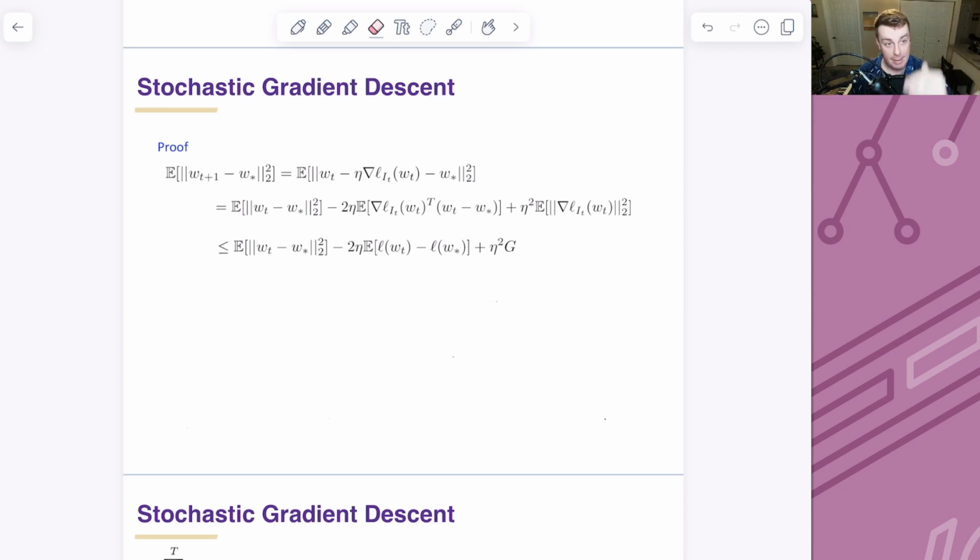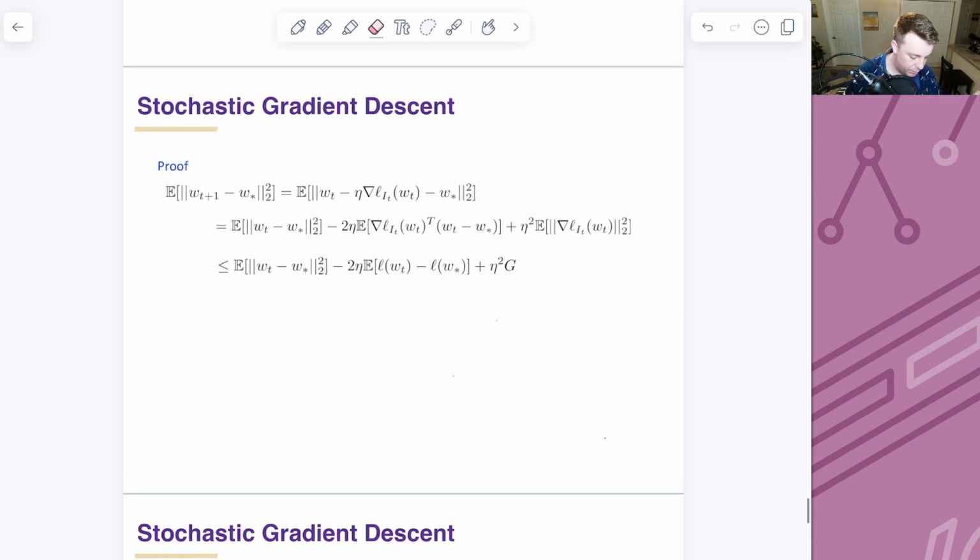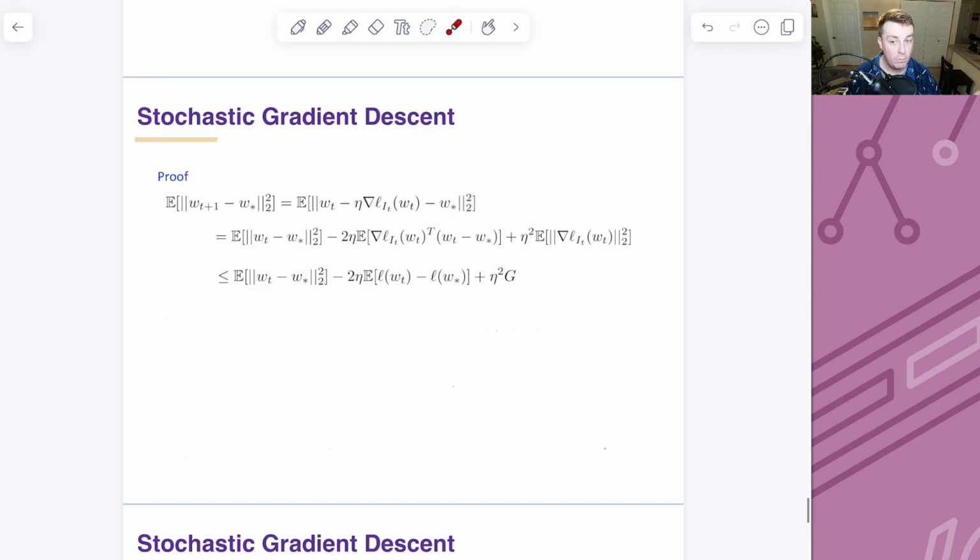So I'm going to say my distance at time t plus 1 from the optimal is equal to this thing I FOILed out. Because it's really hard to compute those things exactly, I'm going to say it's at most these. So the first term is the same. Not going to change that at all.